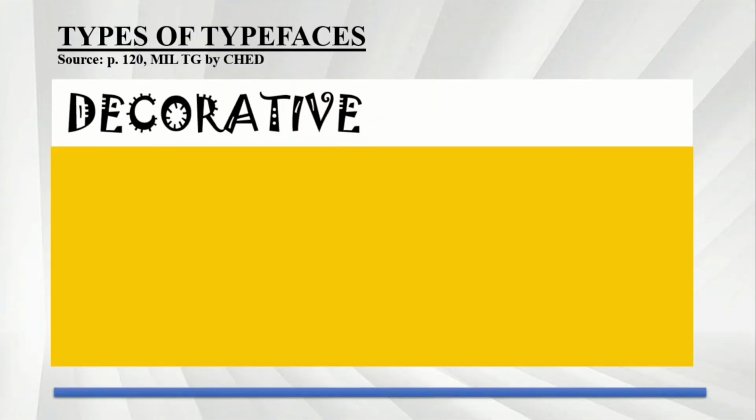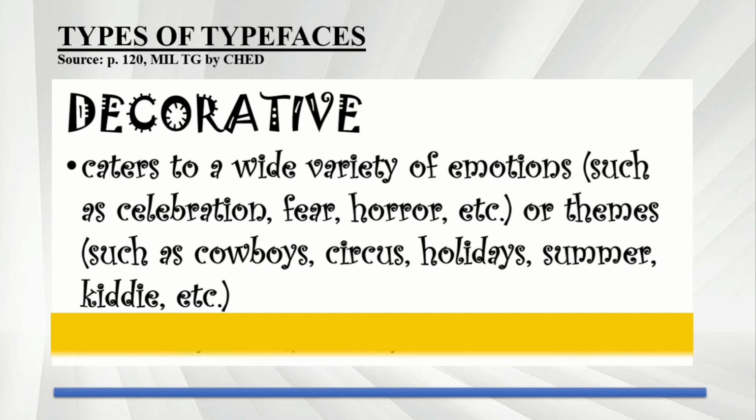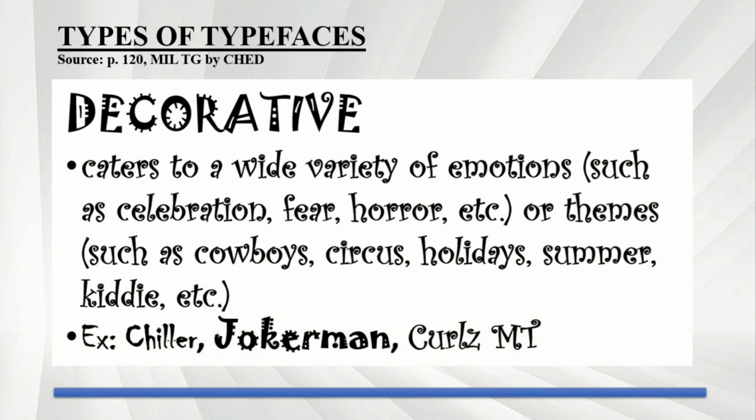The last example of typeface is called decorative. It caters to a wide variety of emotions such as celebration, fear, horror, or themes such as cowboys, circus, holidays, summer, kiddie, or the likes. Examples of these typeface are Schiller, Jokerman, Kurlst, Harrington, and many others. This typeface is used because of its playfulness in its design.